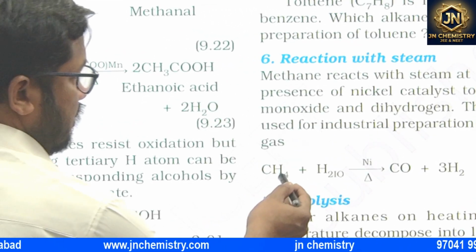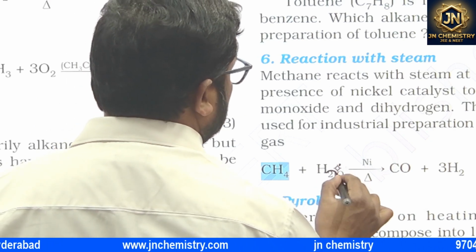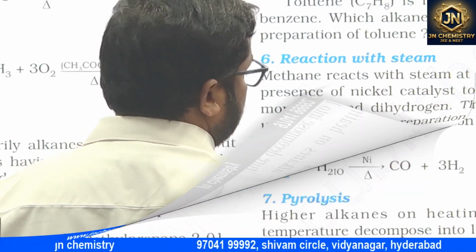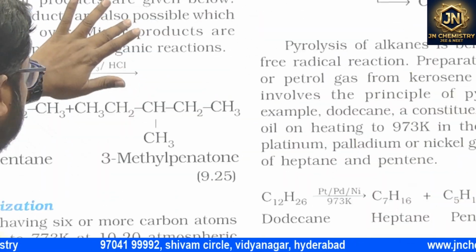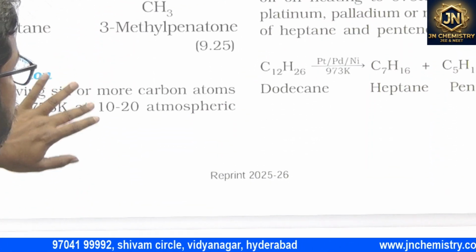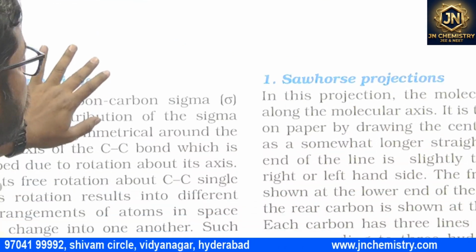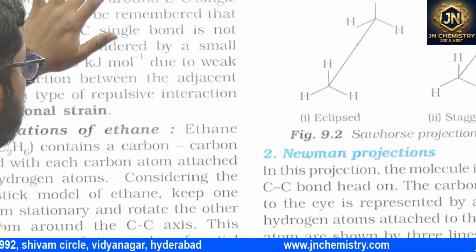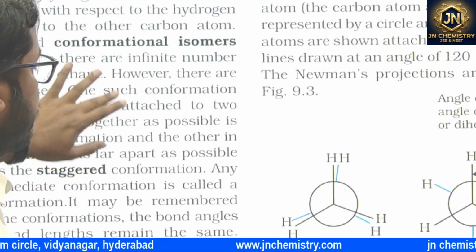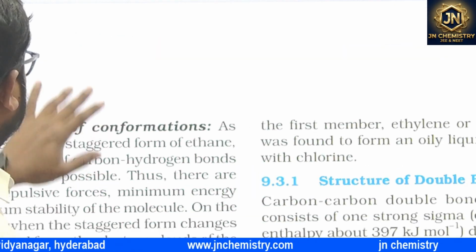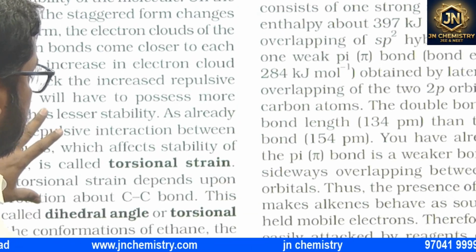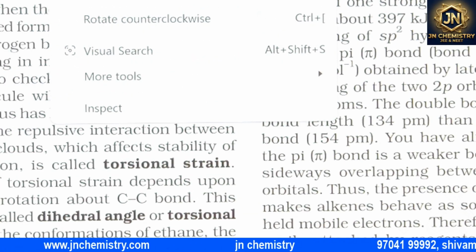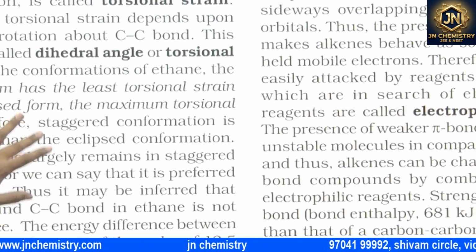Next, pyrolysis of alkanes, aromatization. Conformation: Sawhorse structure, Newman projection, I already explained this, eclipsed, staggered, right? There is torsional strain, dihedral angle, I already explained, and Van der Waals strain, so obviously.